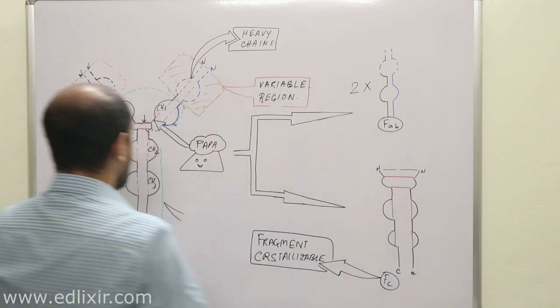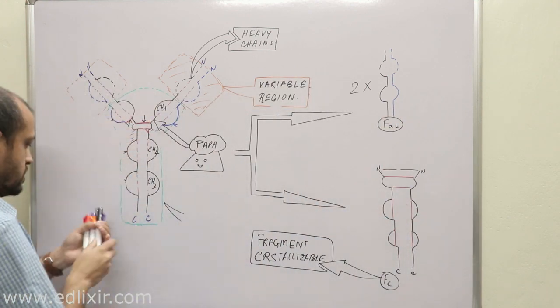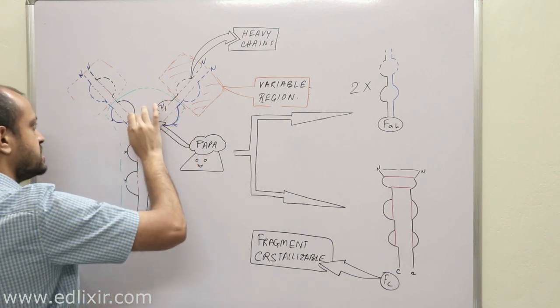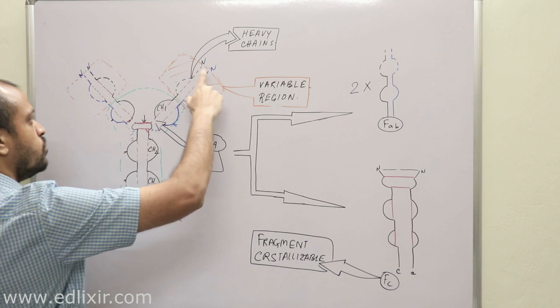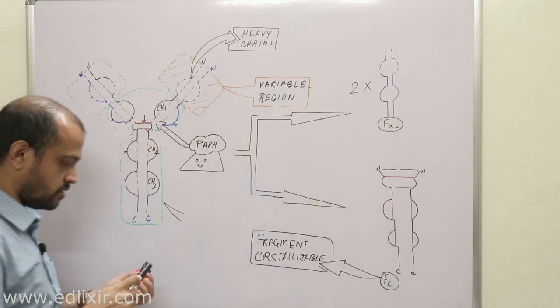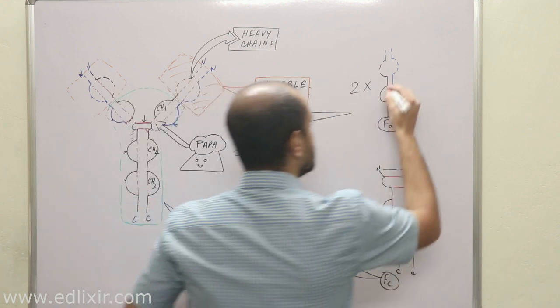Now listen, when papain attacks here, then this bond and this bond get disrupted. That means you will be getting these two portions, right? These two portions. Now listen with all your attention possible.